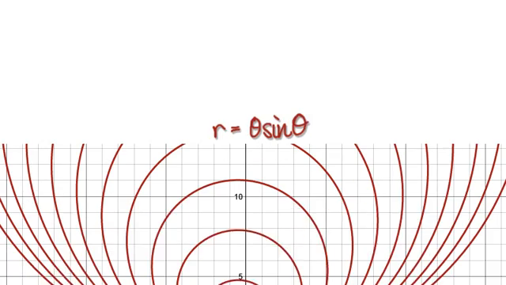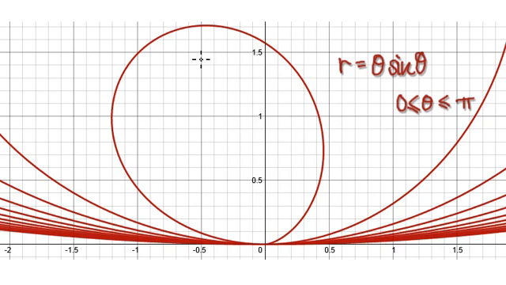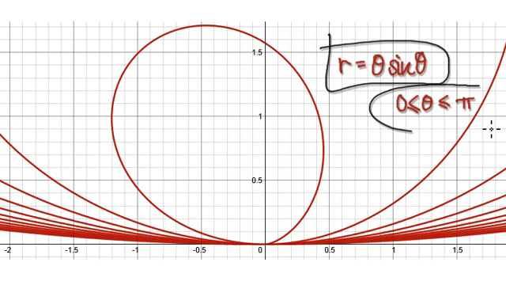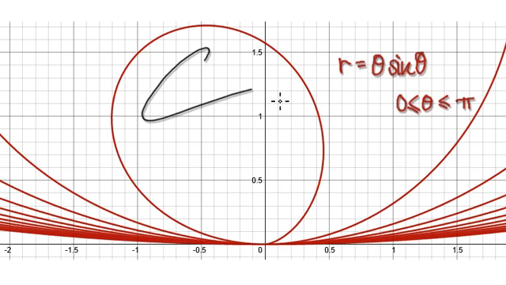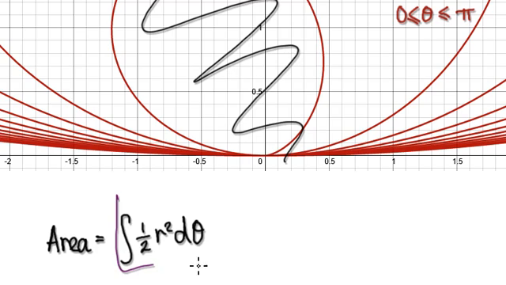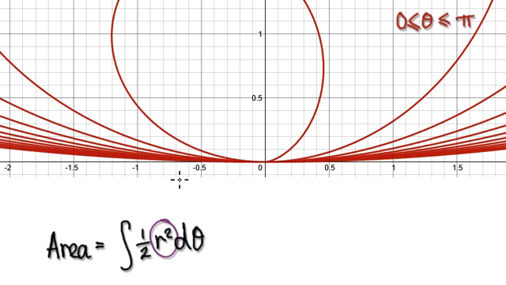So following on from the previous video, we were trying to work out this area here. R is given by this, and we are bounded by this. So to work out this area here, the formula is given by this. All we need to do is extract the R squared.